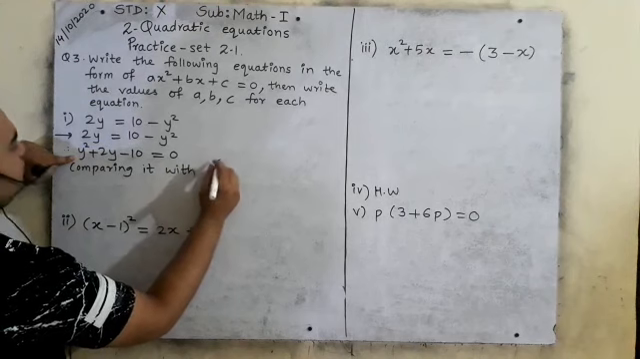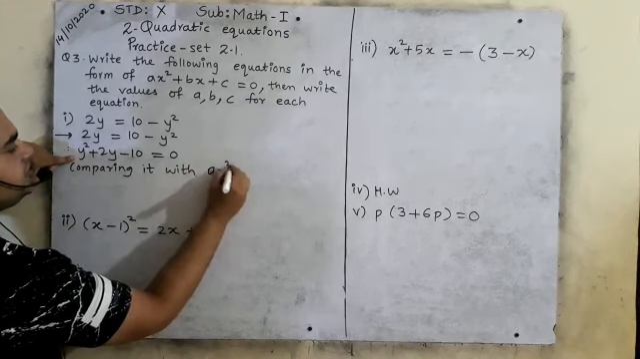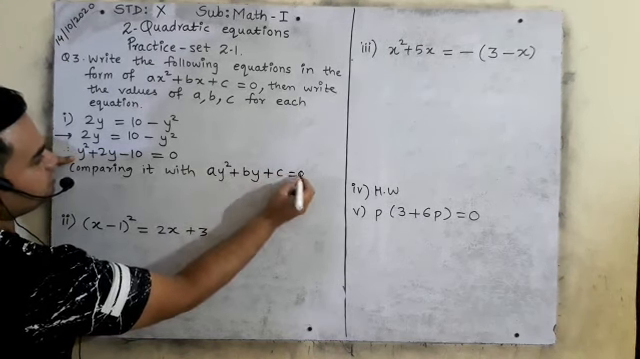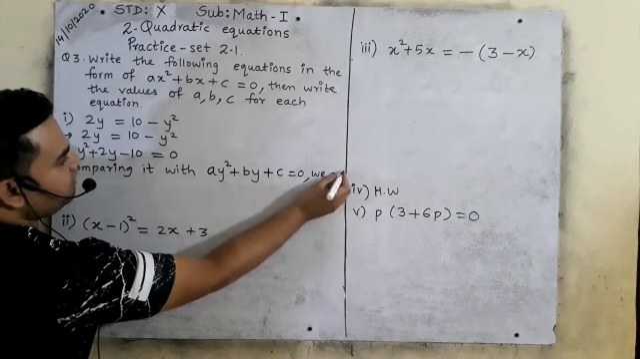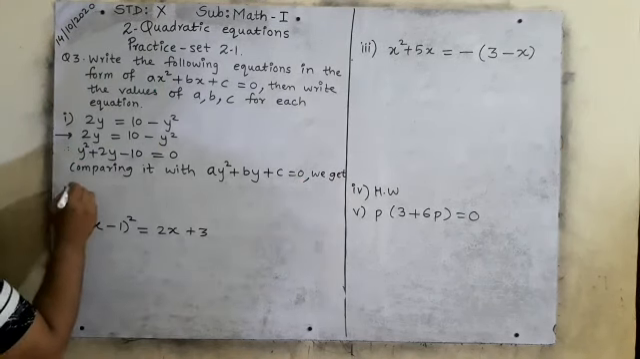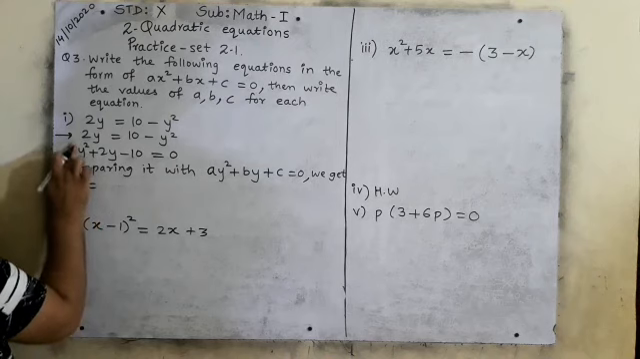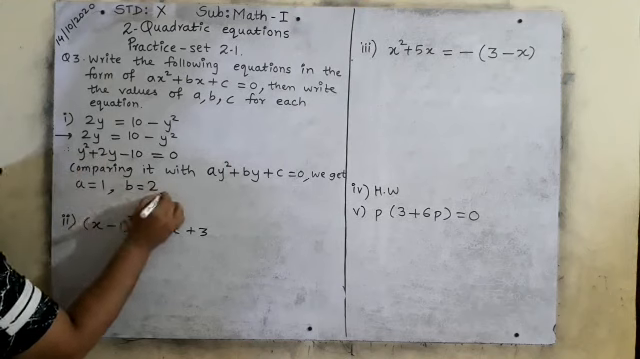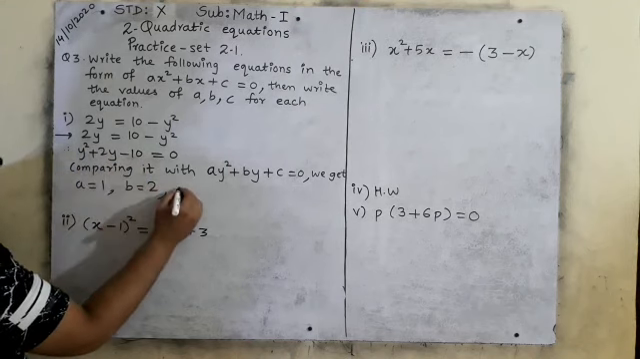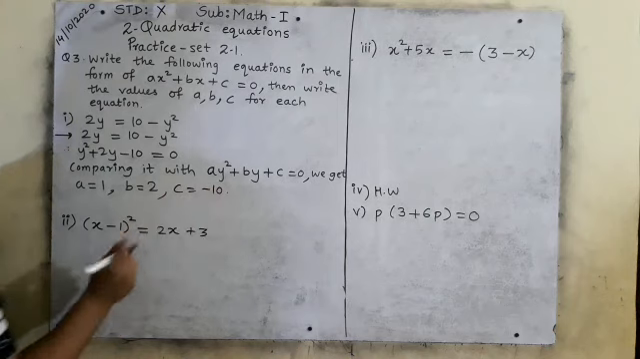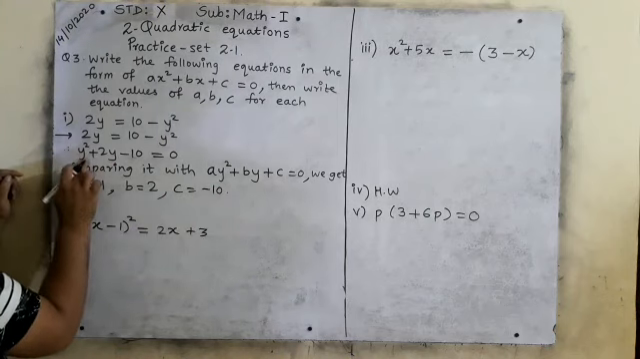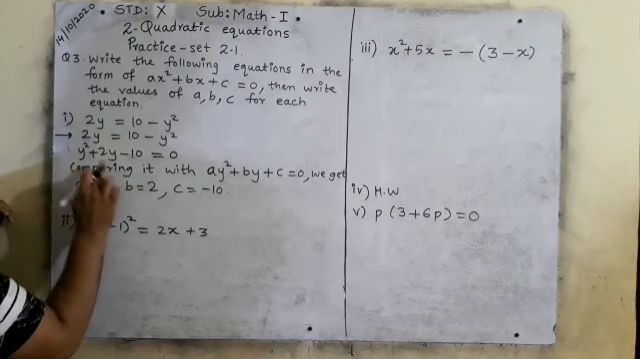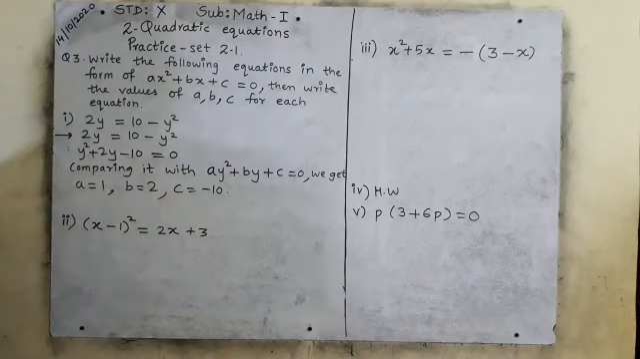See, it is a y square plus b y plus c is equals to 0. What will we get? Just tell me. Now see, a is equals to how much? A is equals to 1. B is equals to how much? 2. And c is equals to how much here? It is not 10, it is minus 10. See, y square is the only variable. Here the coefficient of y square is 1, means a is equals to 1, b is equals to 2, and c is minus 10. I hope you understood.